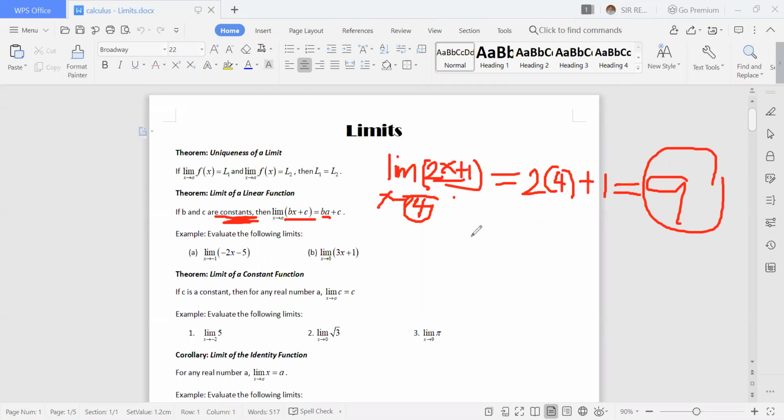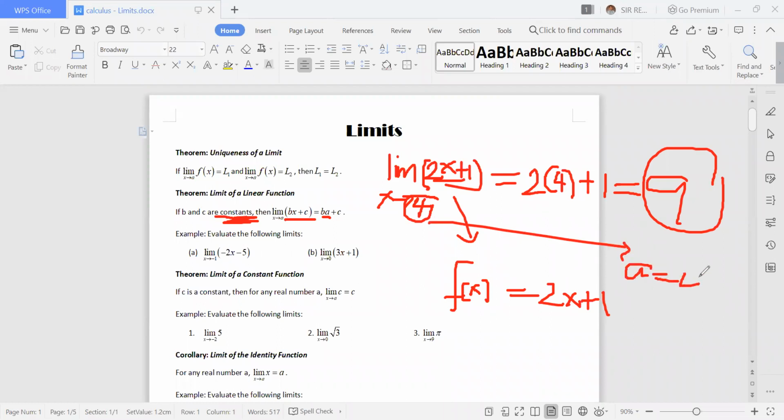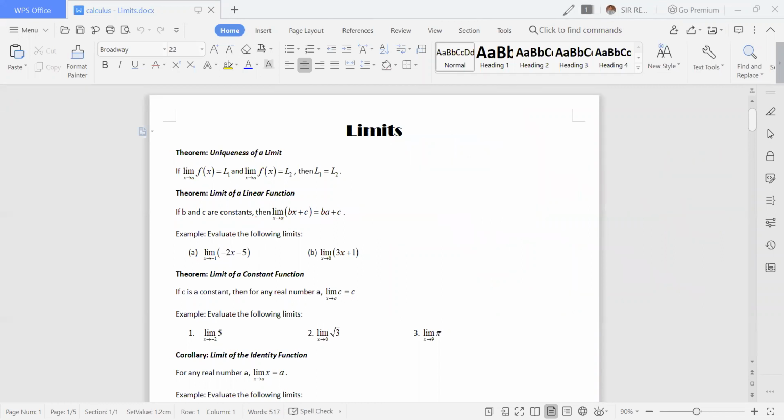By the way, in this case, your f of x is equal to 2x plus 1, right? And your a is equal to 4, right? So you can write it directly something like this. Okay, any questions so far? None, sir. Very good. But by the way, feel free to unmute your microphone if you want to interact. You may ask questions. You may respond to what I am asking.